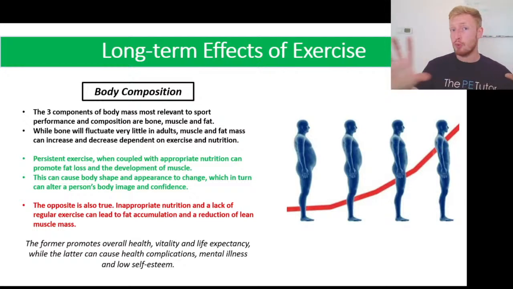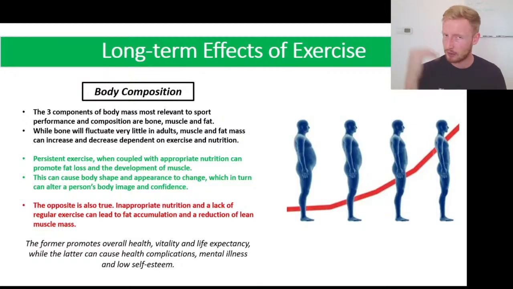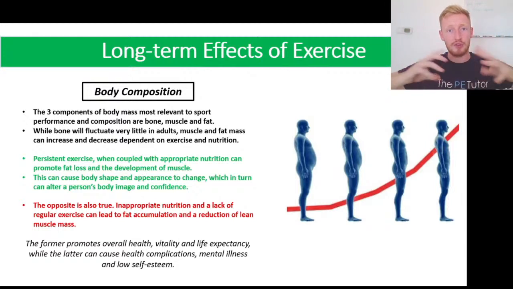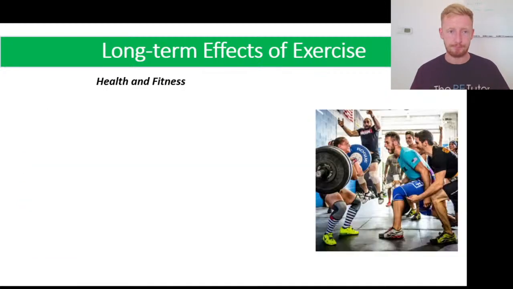It's called body dysmorphia. You don't need to know about this for your exam, but it might be worth looking into just a little bit. But body dysmorphia is where people get too obsessed with too much muscle and too little fat. And suddenly they perceive their body to look differently than what it actually does, and it can lead to eating disorders, overtraining, all sorts. But we don't need to cover that in detail for this, but maybe something to go off and do a little bit of research yourself. So that's our first long-term effect of exercise, body composition.